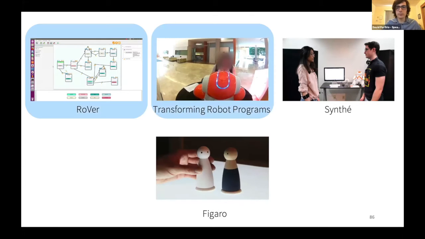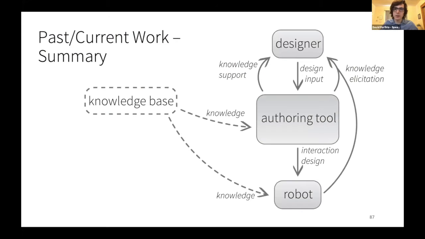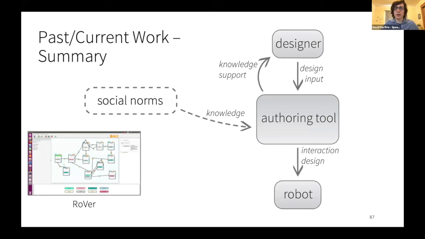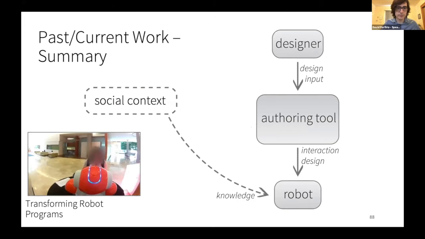Well, with 2 out of the 4 tools that I talked about, these tools provide knowledge support. One of the tools provides support to the designer through a database of social norms. And the other tool, the program transformation approach, leverages contextual knowledge, which is in contrast to the other tools. But this is done only after the interaction has been authored, not during the authoring process itself.